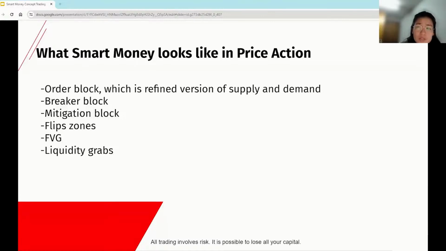We're not going to touch on that too much today. And the FVG, which is your fair value gaps. We'll go through some of these in a bit. These are basically imbalances in the market, so basically when demand outpaces supply or vice versa. And lastly, we have your liquidity grabs.